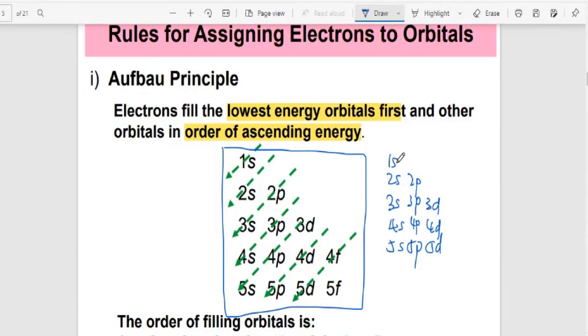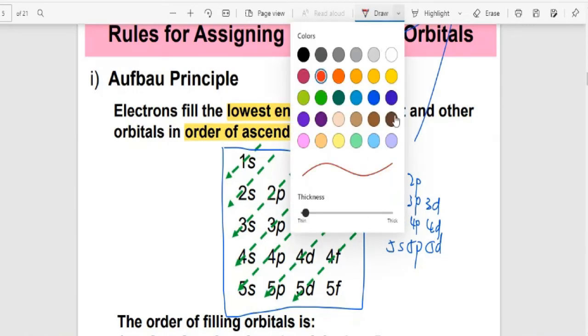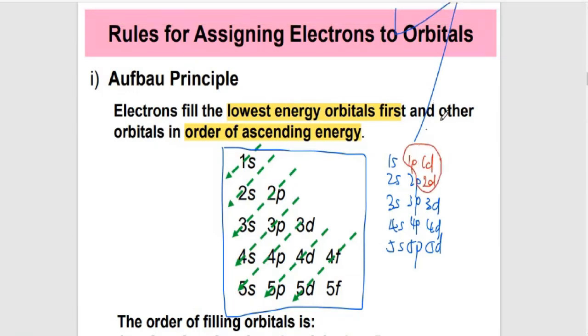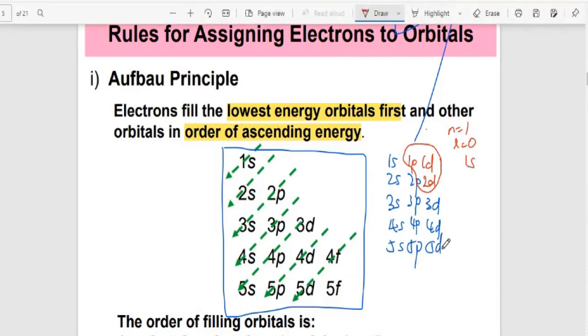Okay, mengapa tak ada 1P? Mengapa tak ada 1D, tak ada 2D? Mengapa tiga-tiga ini tak ada? Kerana semasa n equal to 1, L equal to 0 sahaja. So that's why only one s orbital is acceptable. If P is L equal to 1, impossible because n equal to 1, impossible L equal to 1.